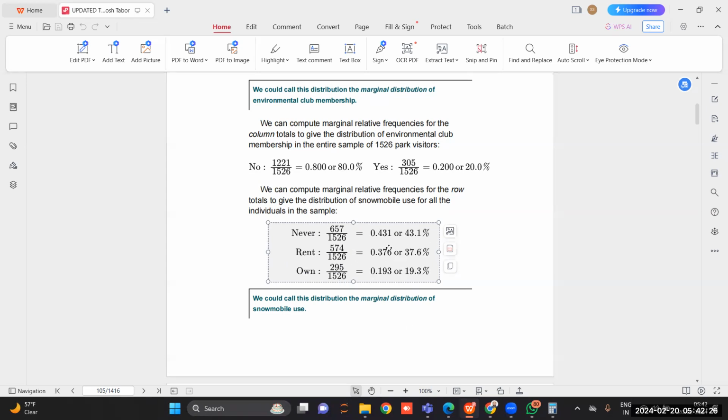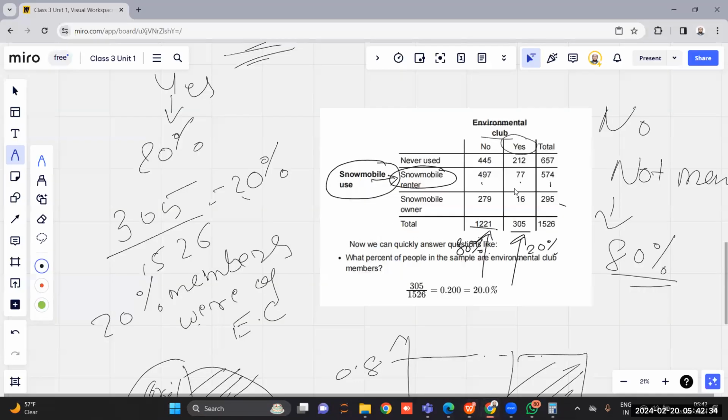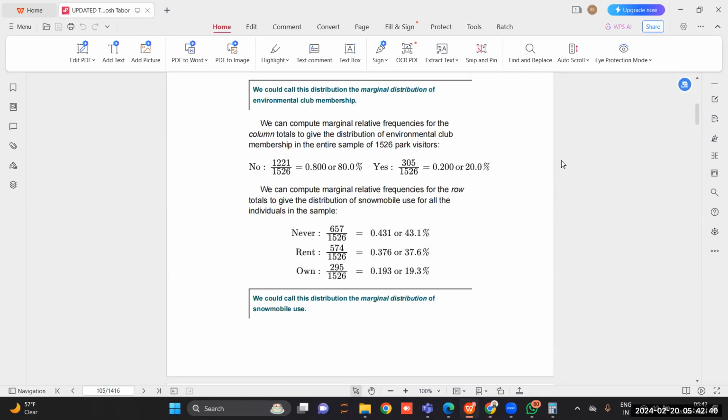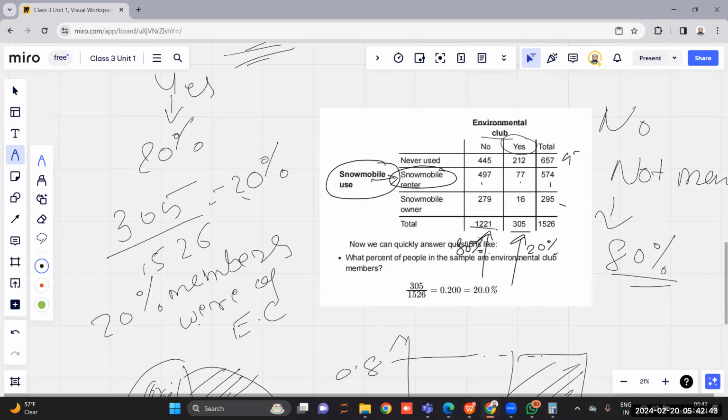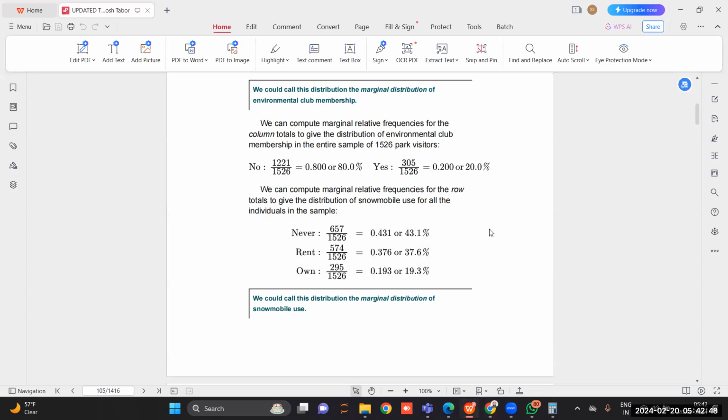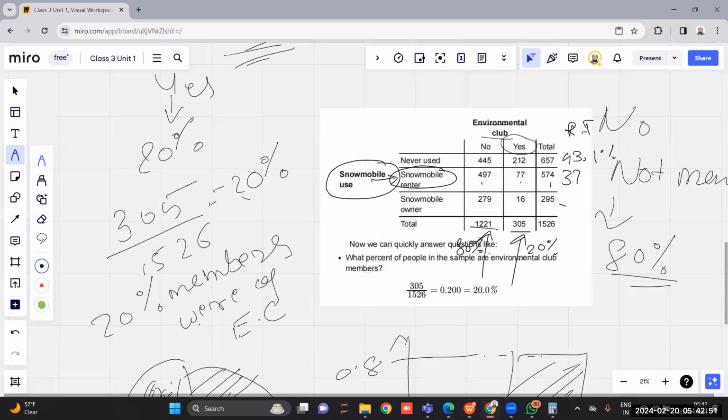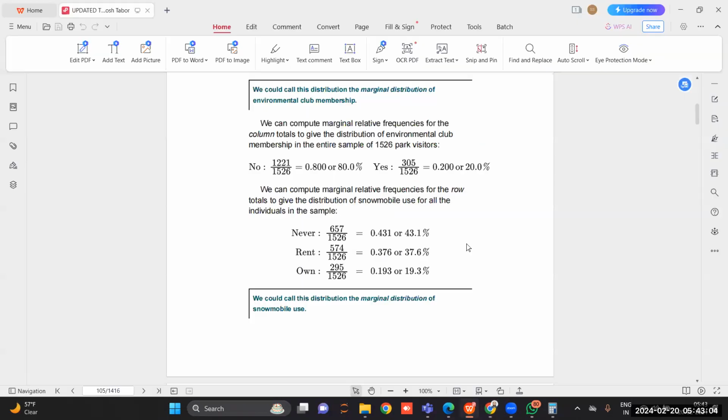So this is how we calculate the marginal relative frequency in a two categorical variable table. Here, this is 20 and 80. I'll write the marginal for 657 is 43.1% relative frequency. For 574, it's 37.6%. And for snowmobile owner, it's 19.3%. Is it correct? You got it? Yeah, I got it. Okay.